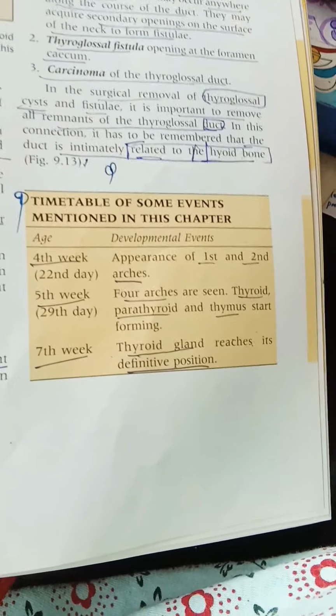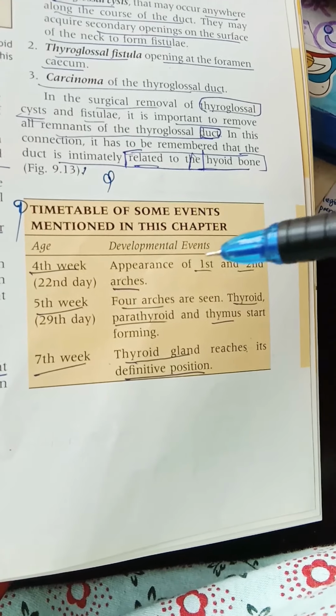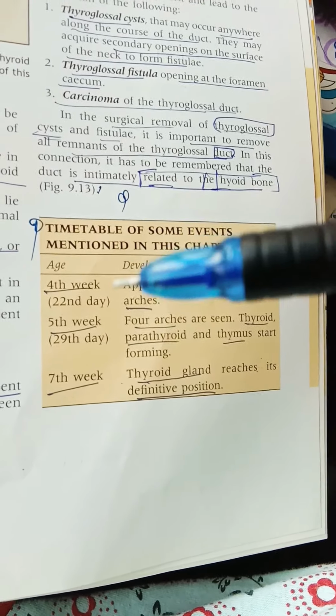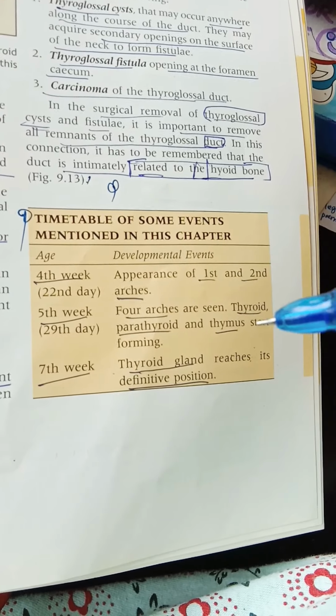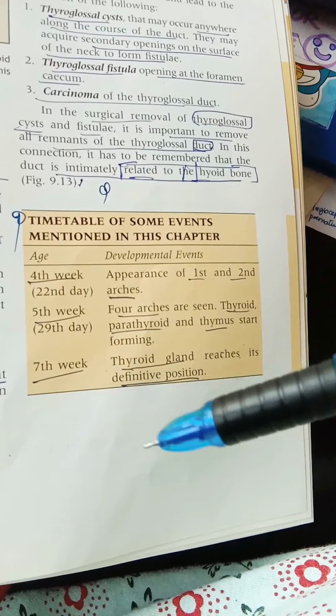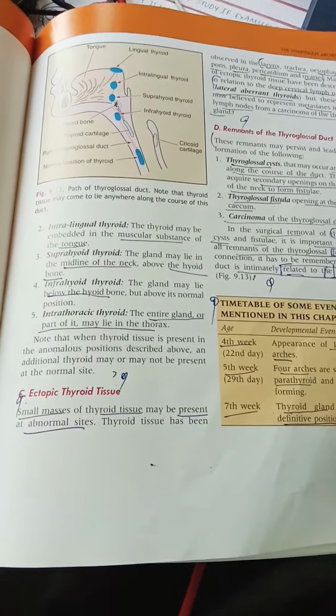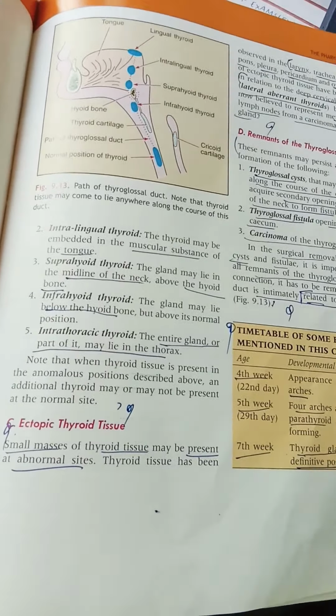So here we have a timetable of events: 4th week, 22nd day, appearance of first and second arches; 5th week, 29th day, four arches are seen, and the thyroid, parathyroid and thymus start forming. In the 7th week the thyroid gland reaches its definitive position. So by this we have completed our whole lesson. Once you read the textbook, it will be very clear.